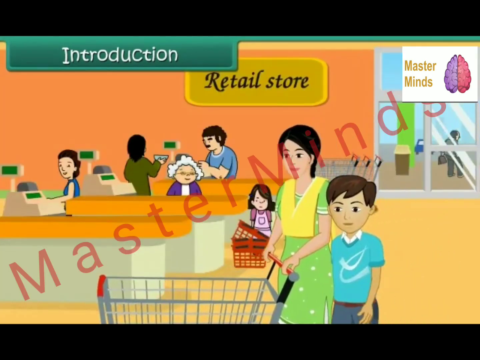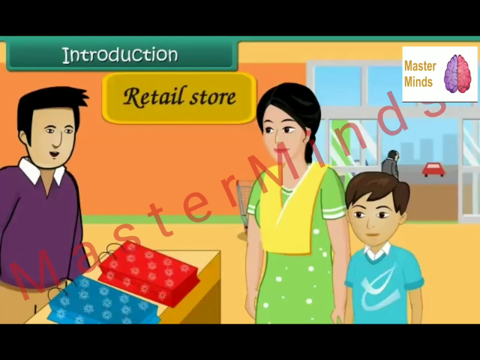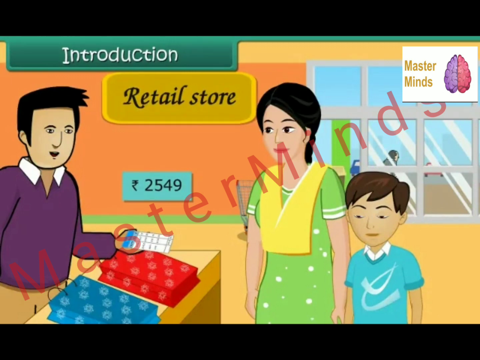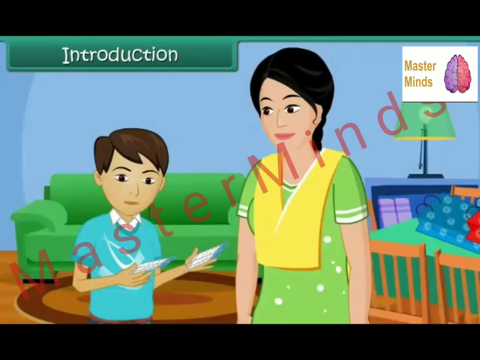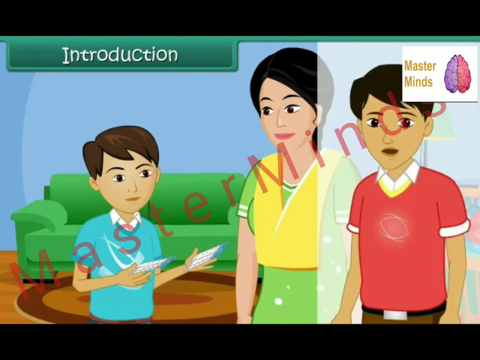That evening, Mother and Anuj visited the shop. Anuj bought 2 shirts for rupees 2,549. Her mother bought some grocery items and the bill amounted to rupees 2,350. At home, he compared the total amount of the 2 bills. He told that his shirt's cost was more than all the grocery items. How was he able to tell? It was because he learned about large numbers.